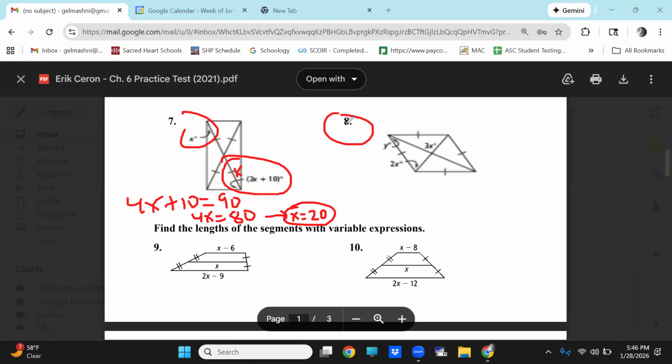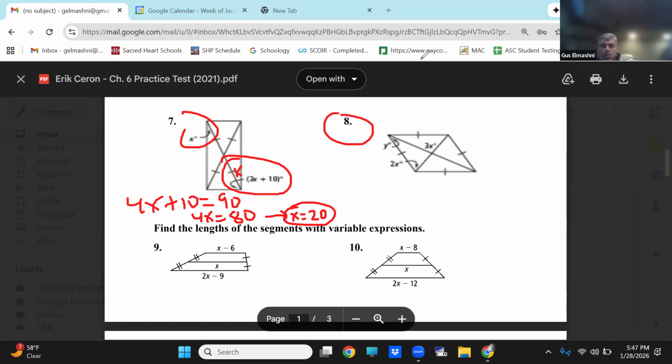So, like this one. This one. I don't know. Yeah, I'm not sure what it is.